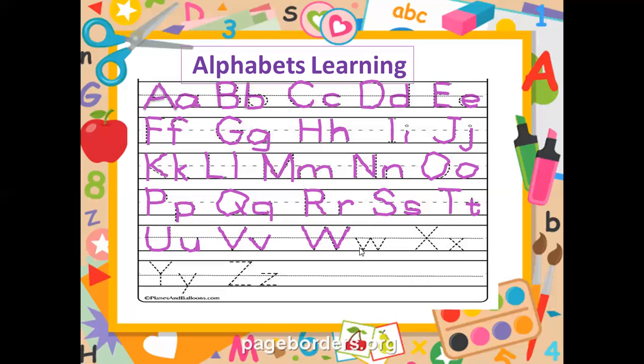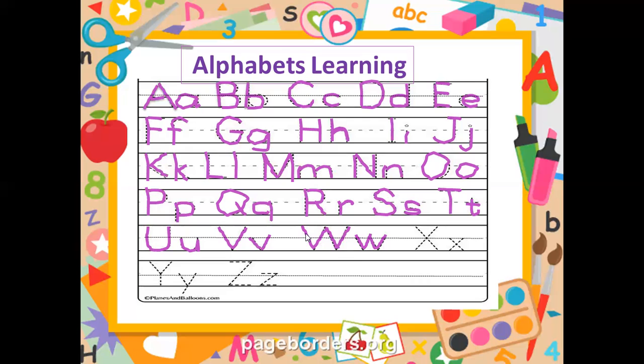Now, for the lowercase w, what you will do, you will start the slanting line from the middle line, okay, from the middle to the bottom. For the uppercase, you will start from the top to the bottom, but for the lowercase, you will start from the middle to the bottom, just like this. Slanting line from middle to the bottom, then from bottom to the middle, again from middle to the bottom, and again from bottom to the middle.